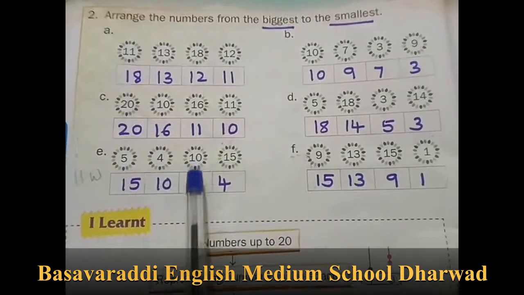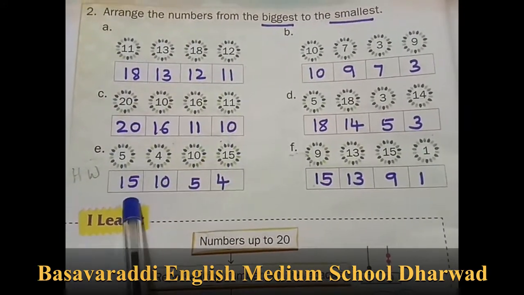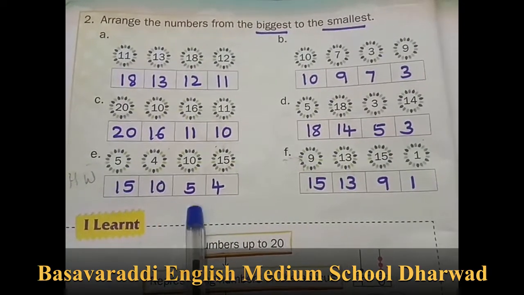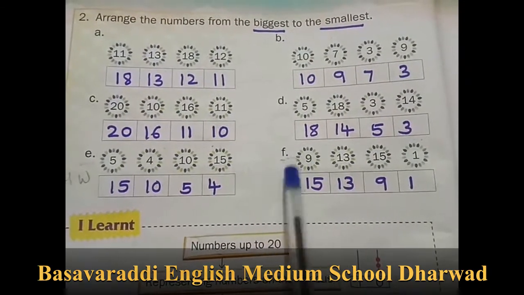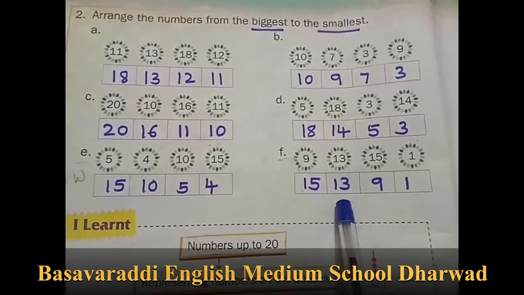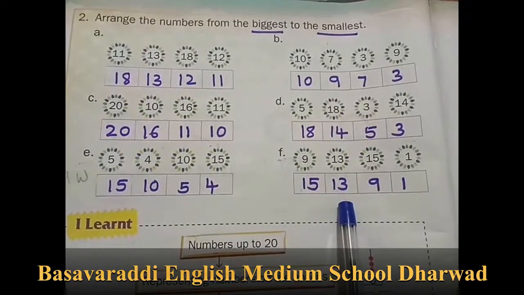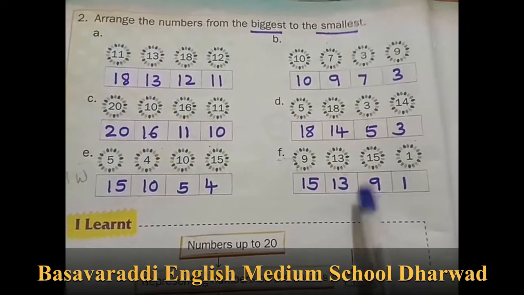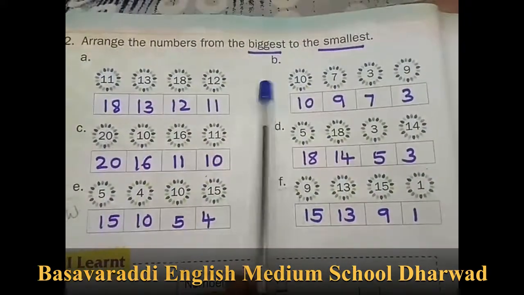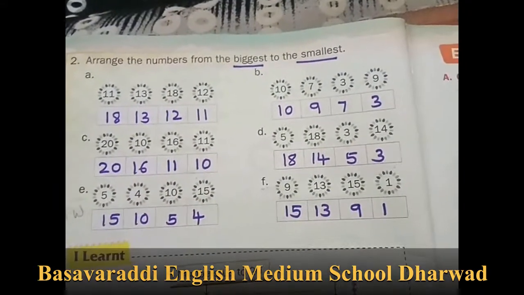E: 1, 5, 4, 10 and 15. 15 is the biggest, a little bit smaller 10, then 5 and 4. F: 1, 9, 13, 15 and 1. 15 is the biggest, a little bit smaller 13, a little bit smaller 9, and 9 is smaller. What is this one? This is biggest to smallest.